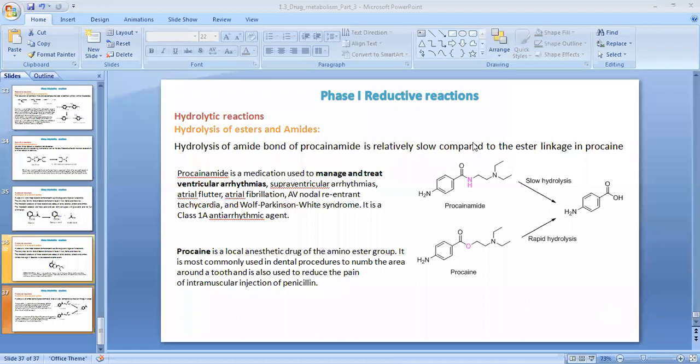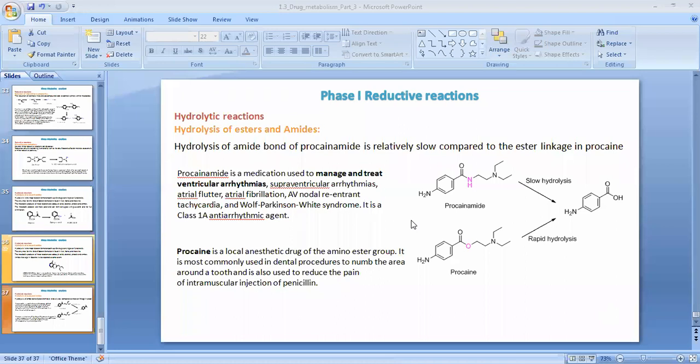Now, where are we? We have seen today the phase 1 reductive conversions. In that we have discussed how carbonyl compound containing drug molecules, if they are going for phase 1 reductive mechanisms, are converted into their corresponding alcohol derivatives. If an aldehyde functional group is there and it goes for phase 1 conversion, it is converted into its alcohol. If a ketone functional group is there, it is converted into its secondary alcohol.